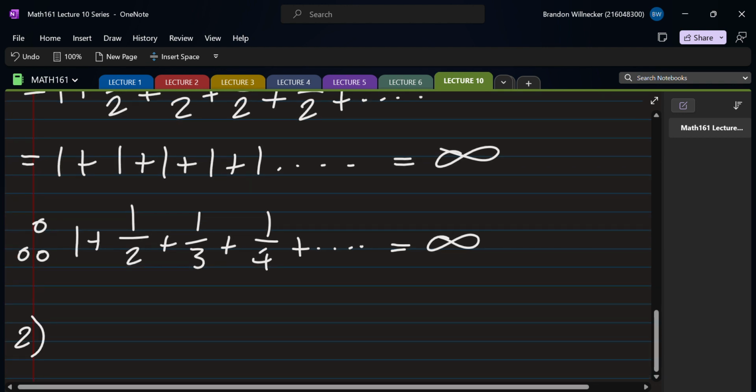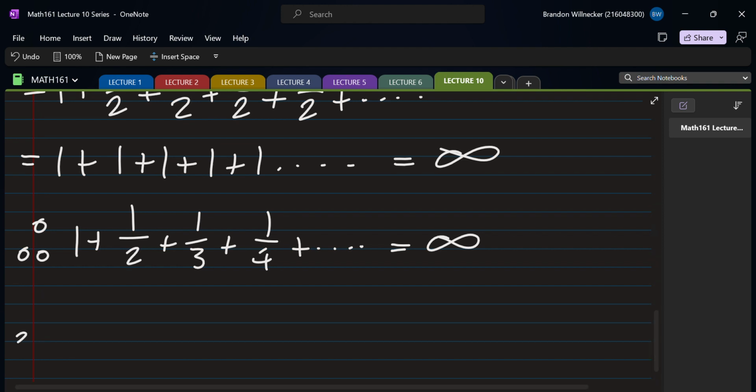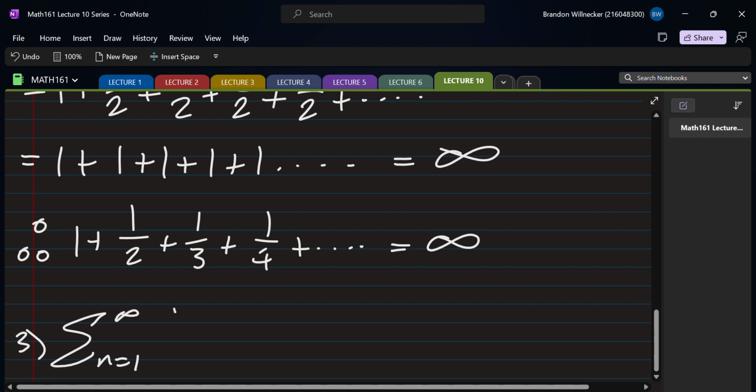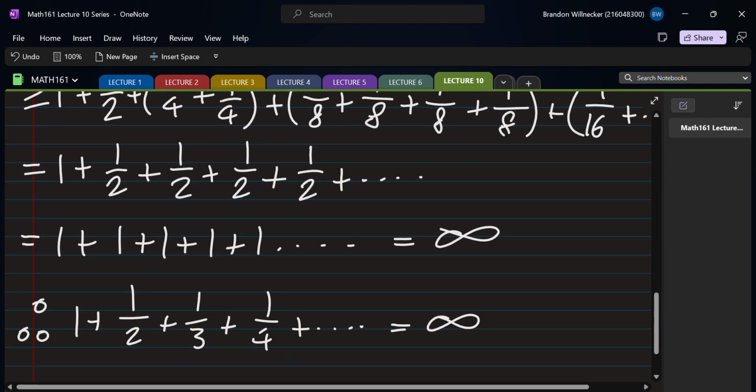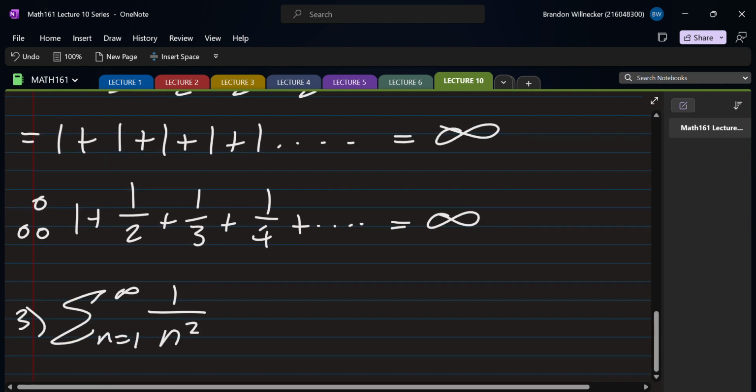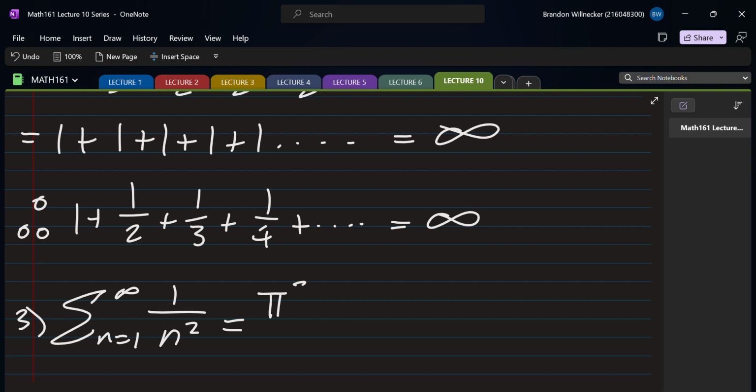Okay, and then the final example, number 3, just to illustrate this idea, is if we have the sum from n equals 1 to infinity of 1 over n squared. For the previous one, we had 1 over n, so 1 plus a half plus a third and so on. Here it will be 1 over n squared. Now we won't go through the proof, that's a bit too much. But in fact, this does converge, and it converges to pi squared over 6. Weird number, and we're not going to go into the proof for that. But all we need to know is that this number is less than infinity. So it converges.